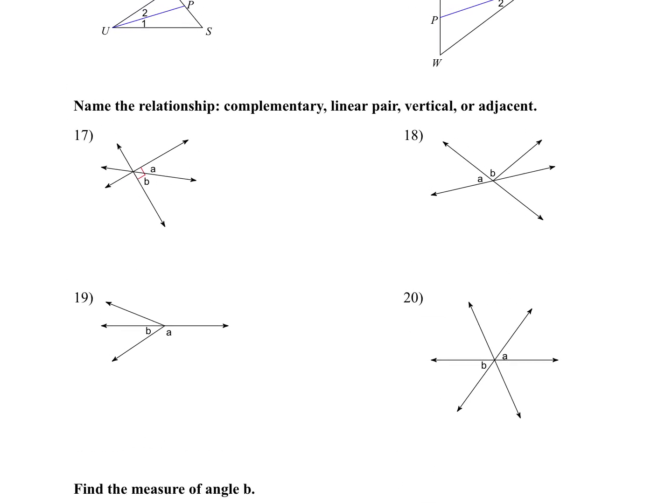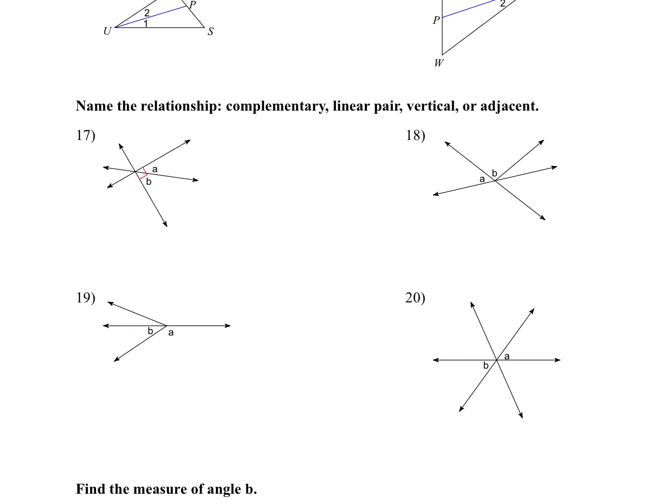Here, let's talk about this. We're going to name their relationship. What does complementary mean? What degree measure is complementary? 90. Yep. Complementary is 90. What is a linear pair? On the same line. What's the degree measure of a linear pair? 180. Yep. Same line on the same side.